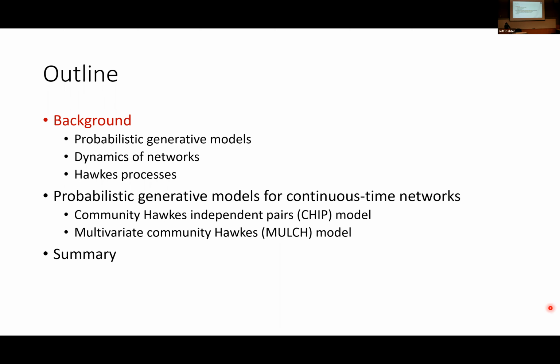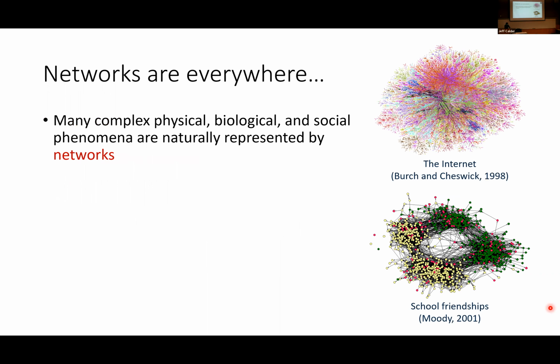with a summary here. And so to start off, I'm sure many of you are aware, networks are everywhere around us. Many complex physical, biological, and social phenomena are very naturally represented by networks. So here are some dated pictures. This is a graphic of what the internet looked like back in 1998. When I say the internet here, I mean the physical network of routers, not the World Wide Web. This was an old picture from Wired magazine.